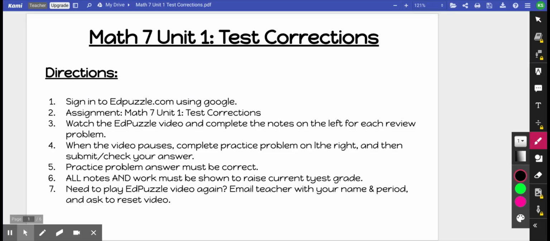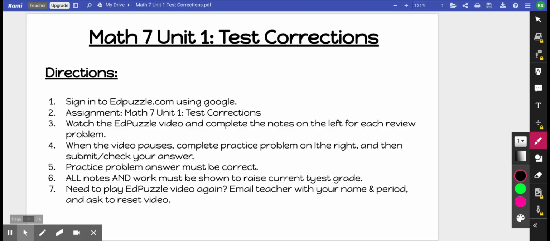The first thing you're going to do is sign into Edpuzzle using Google. The assignment is going to be Math 7, Unit 1, Test Corrections. You're going to watch the Edpuzzle video and complete the notes on the left for each review problem. When the video pauses, complete the practice problem on the right and then submit/check your answers. Practice problem answer must be correct. All notes and work must be shown to raise your current test grade.